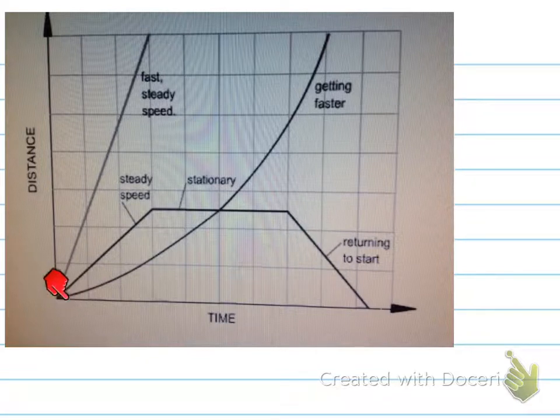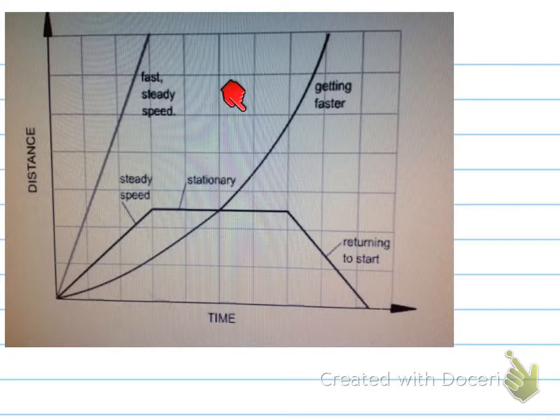So, for example, let's do a story. Someone leaves home at a steady speed, stops at the store for a certain amount of time, turns around and goes home at a steady speed. So again, at a regular steady speed. Now, if the slope of the line changed, you could say faster or slower than before.